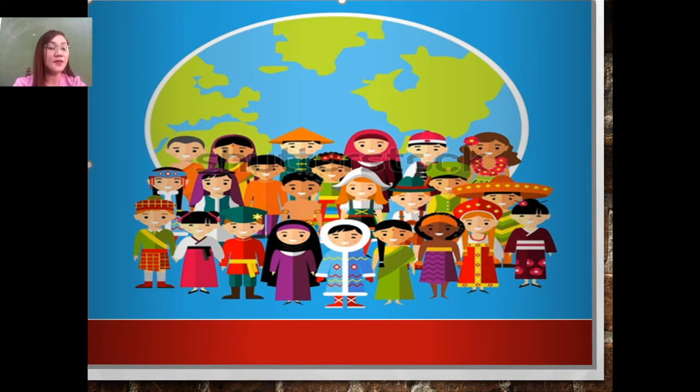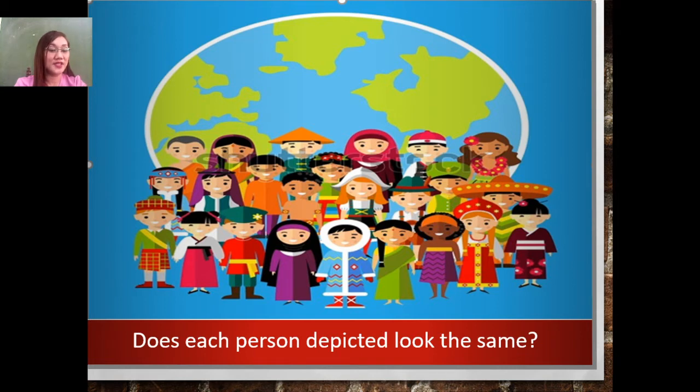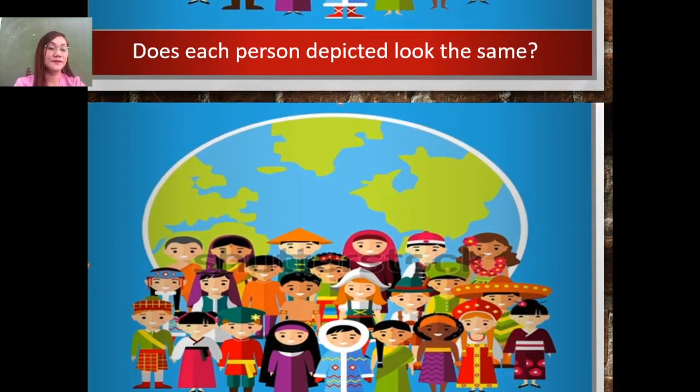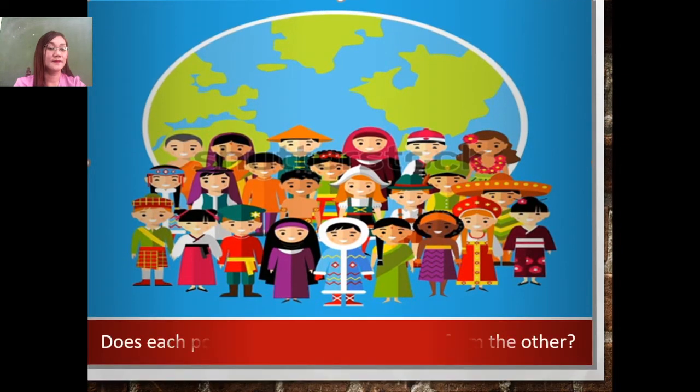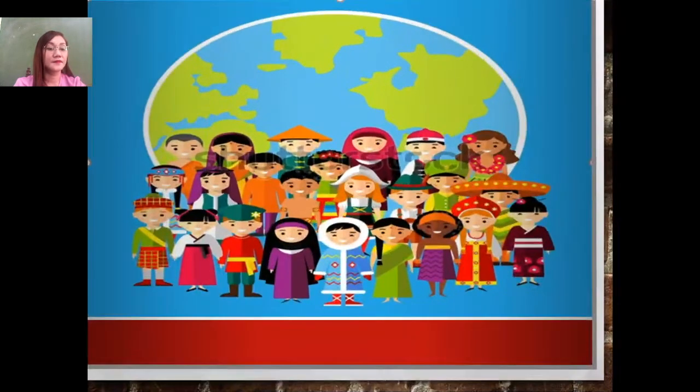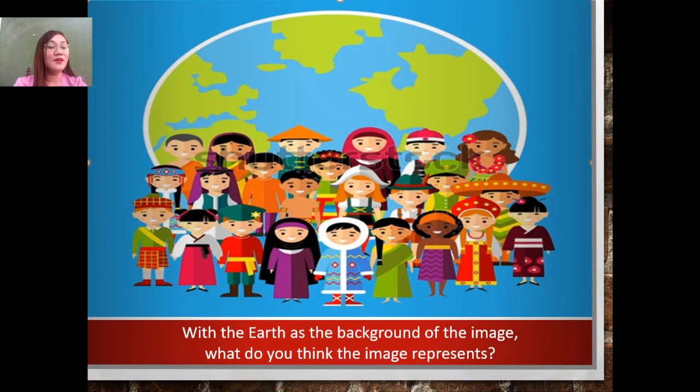Now, take a look at the picture. Does each person depicted look the same? Does each person have different clothing from the other? With the earth as the background of the image, what do you think the image represents?